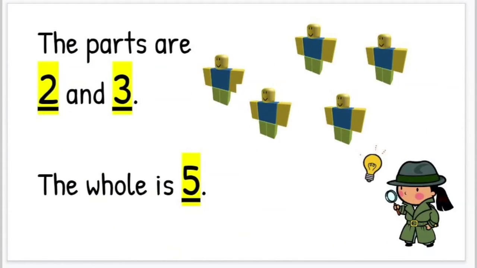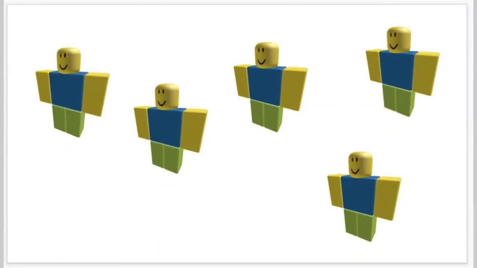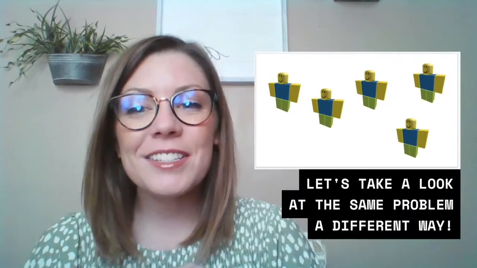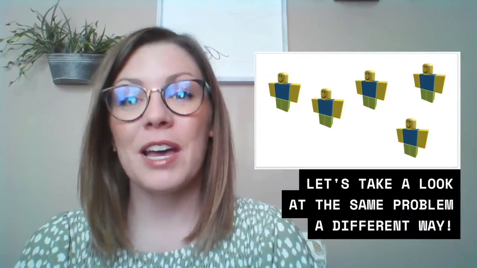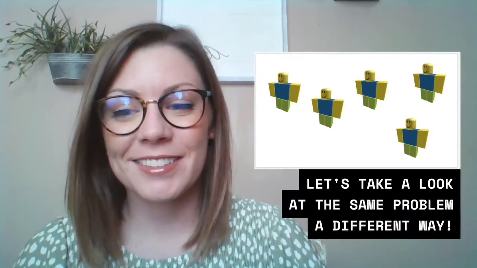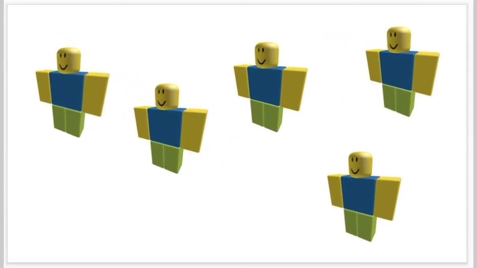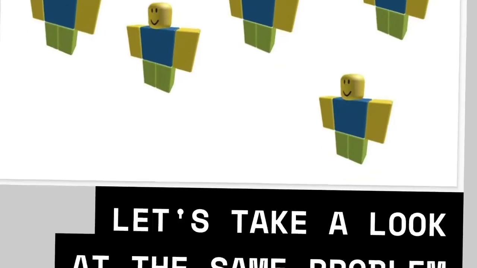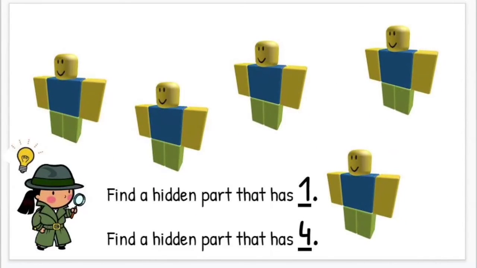When we have a hidden part of 2 Roblox and a hidden part of 3 Roblox, the whole amount is 5 Roblox. Okay, here is the same problem, but we're going to look at it a different way. Take a look. Same exact picture of Roblox. They're all kind of messy and disorganized and out of order. Can you find a hidden part that has 1 and a hidden part that has 4?